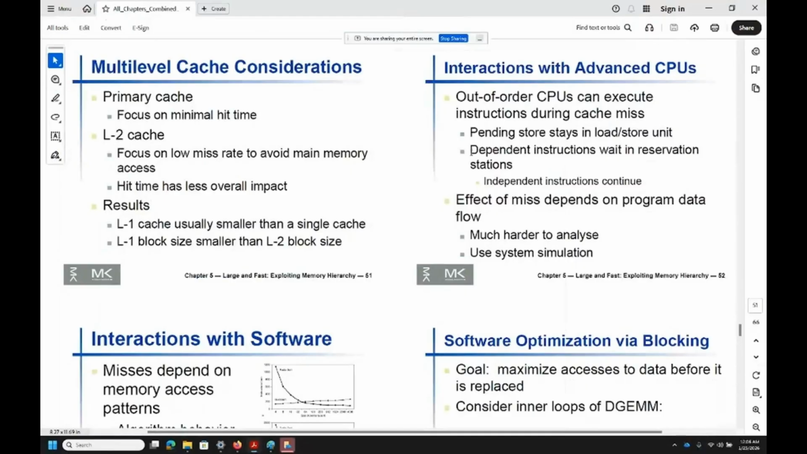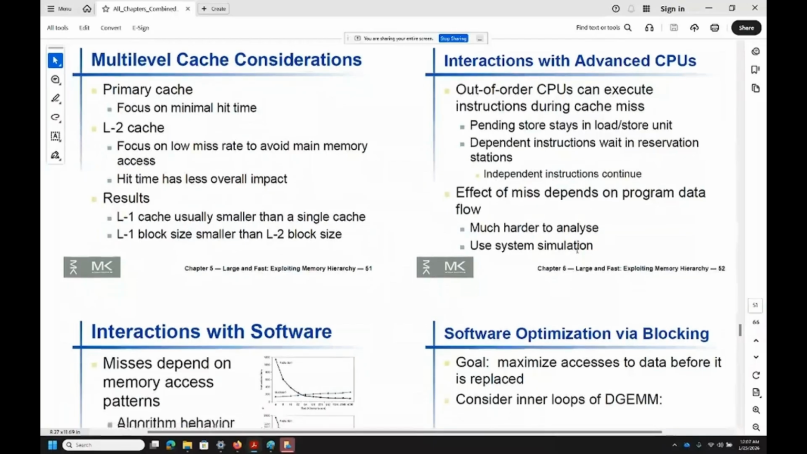Out of order processors, which are superscalar processors, can execute instructions in an order different from the instructions given by the compiler. The compiler gives you instructions in one order, but the processor can execute those instructions in a different order. So out of order CPUs can execute instructions during a cache miss. They can make speculative loads and stores. A pending store stays in the load store unit, and dependent instructions wait in the reservation station. So the effect of a miss depends on the data flow of the program, like how it is written.